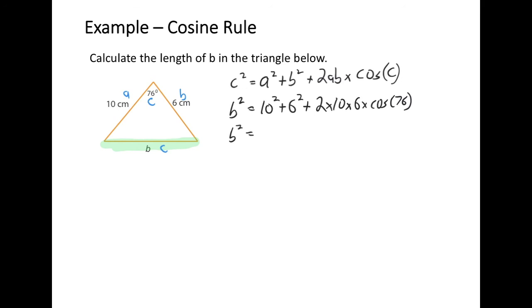Now I can put that into my calculator to find my b squared value, which is equal to 106.97. So now to find my b value, I need to square root 106.97. So my b value is going to equal 10.34 centimeters. By using the cosine rule, I was able to work out the length of my missing side of the triangle was 10.34 centimeters.